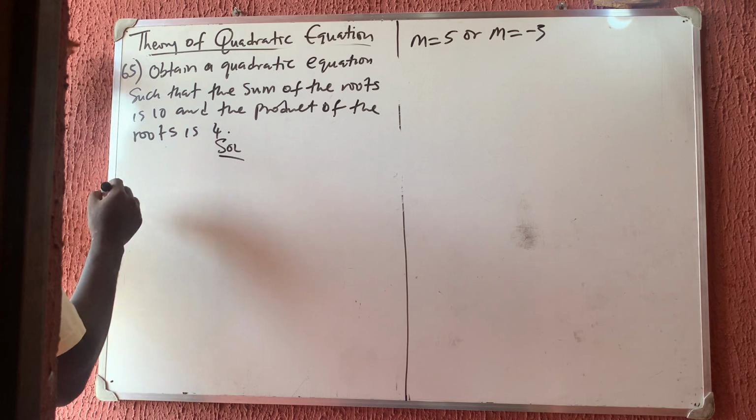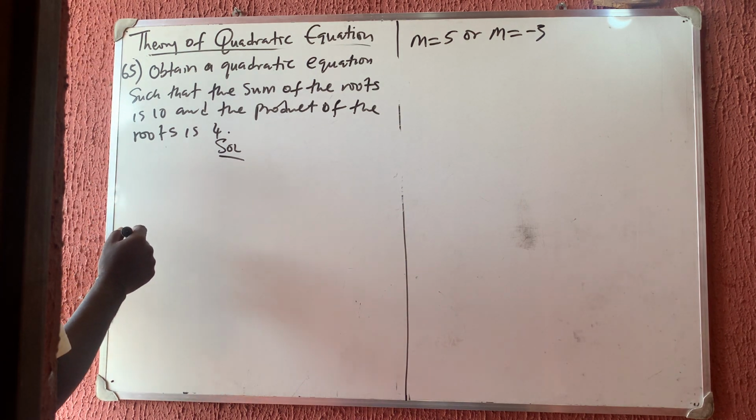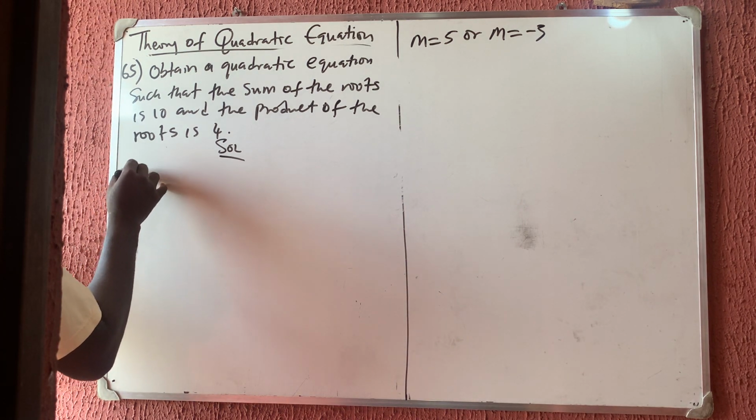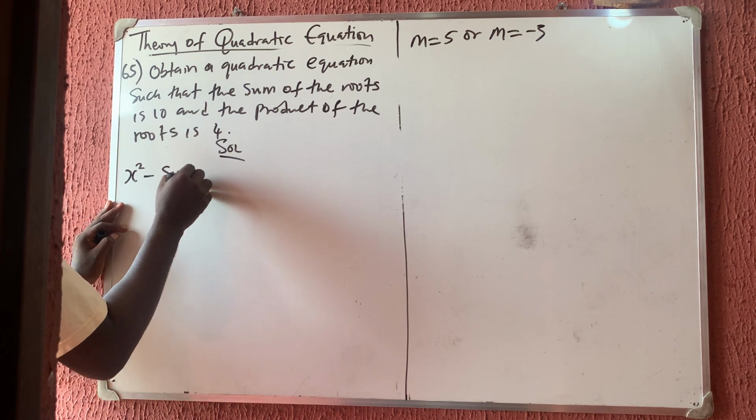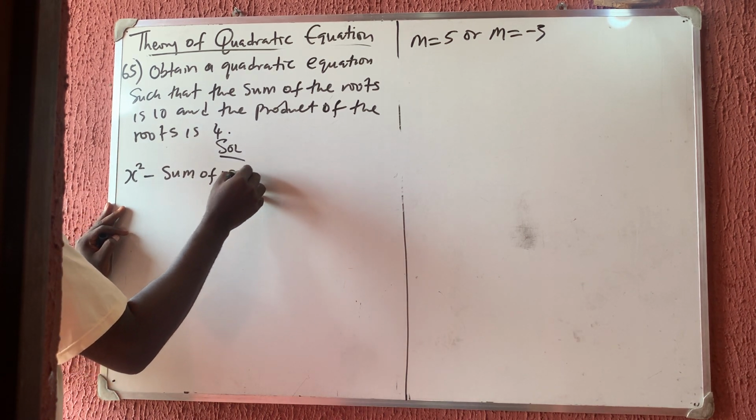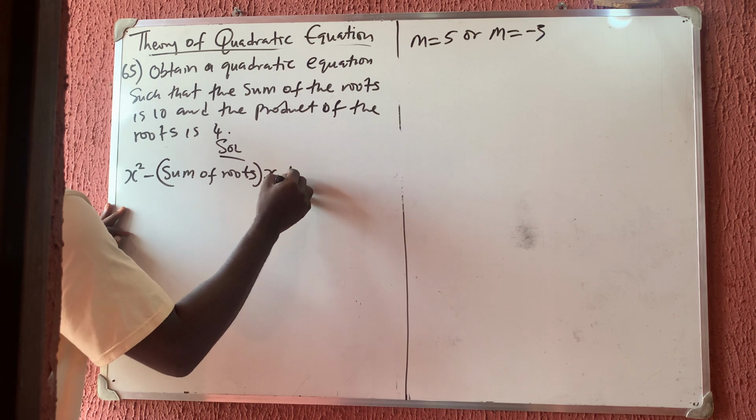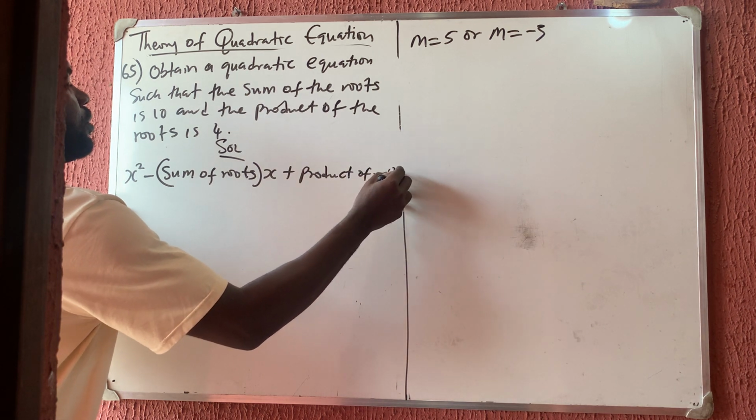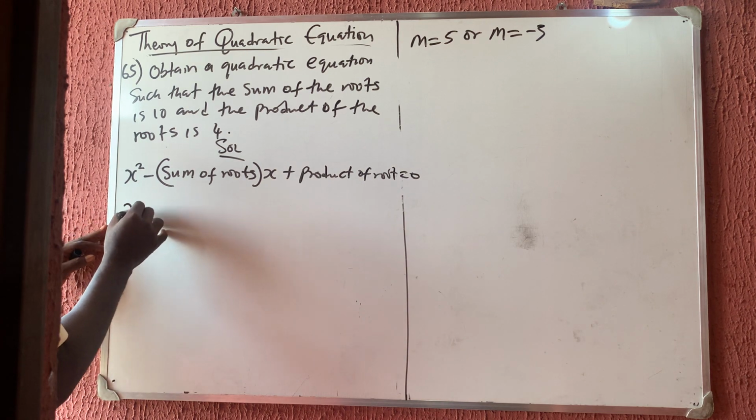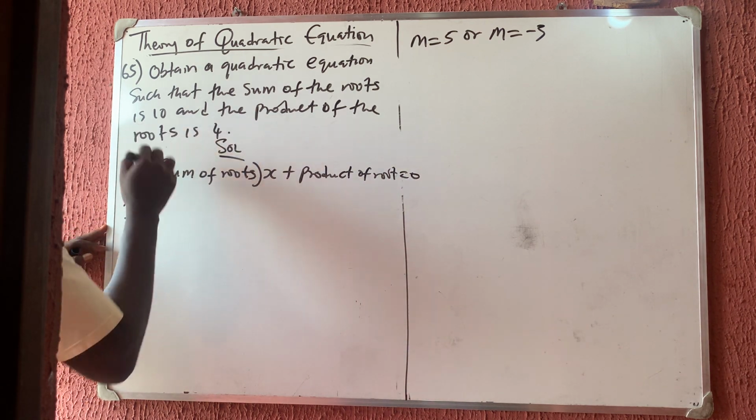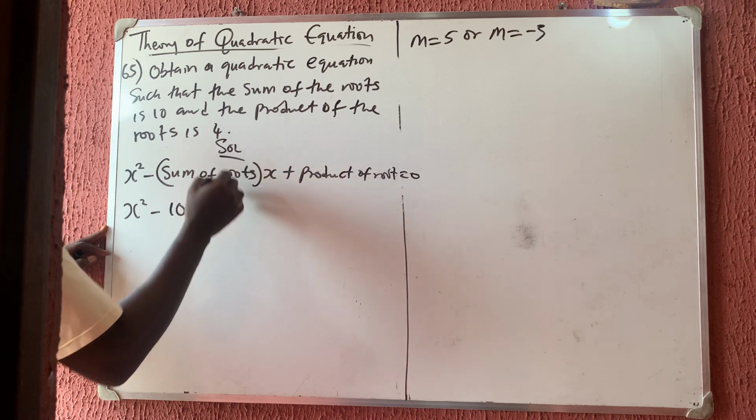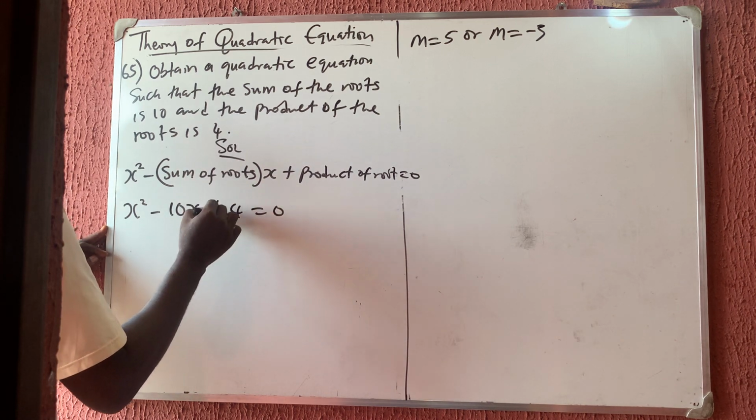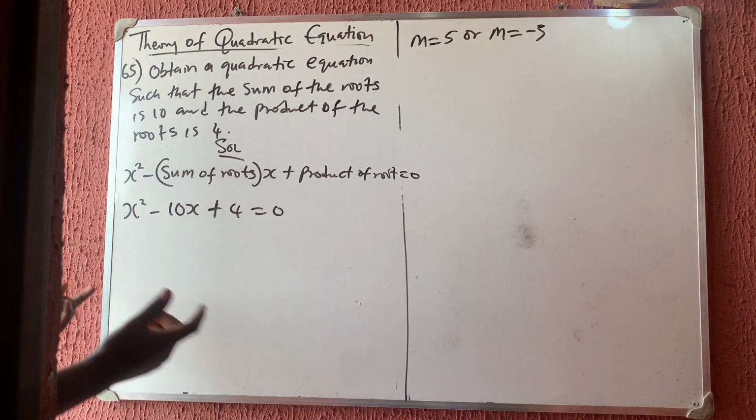To obtain any quadratic equation, we should know this formula: x² − (sum of roots)x + (product of roots) = 0. So let us put it. x² − 10x + 4 = 0, since they told us the sum is 10 and the product is 4. So this is the quadratic equation. Very, very simple.